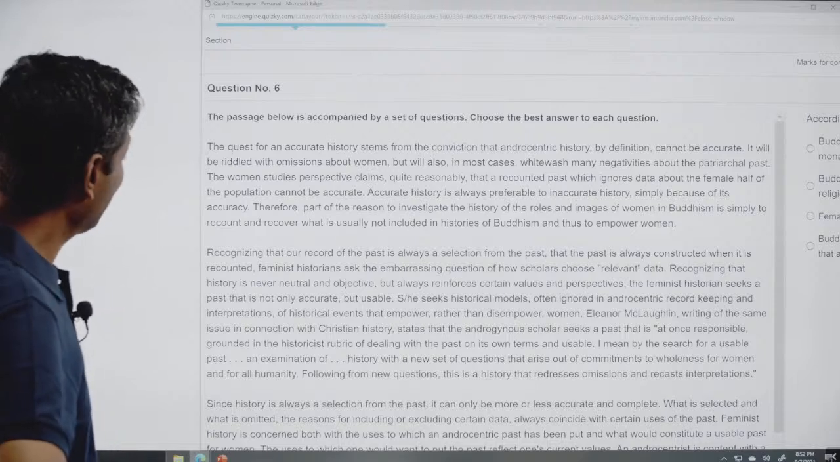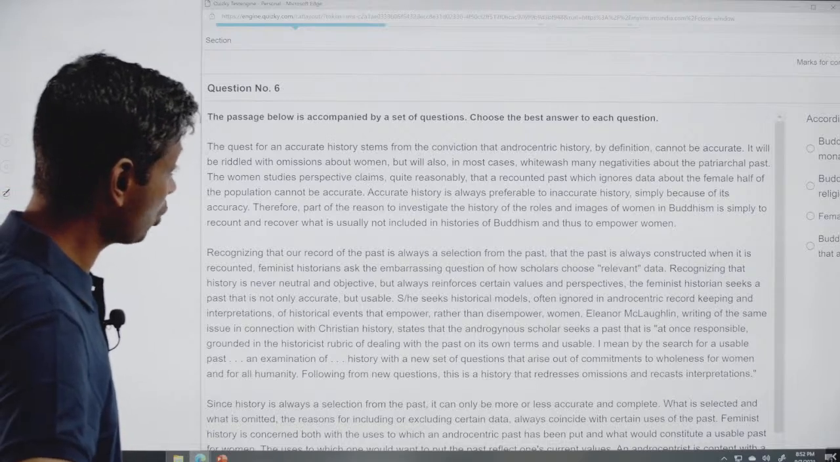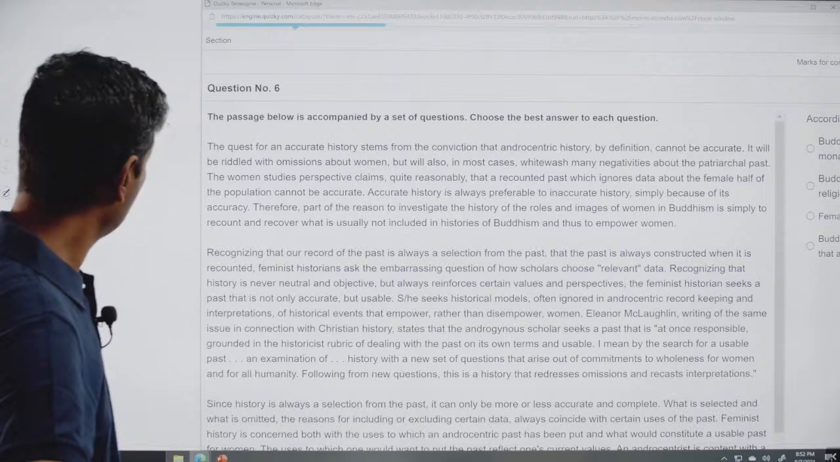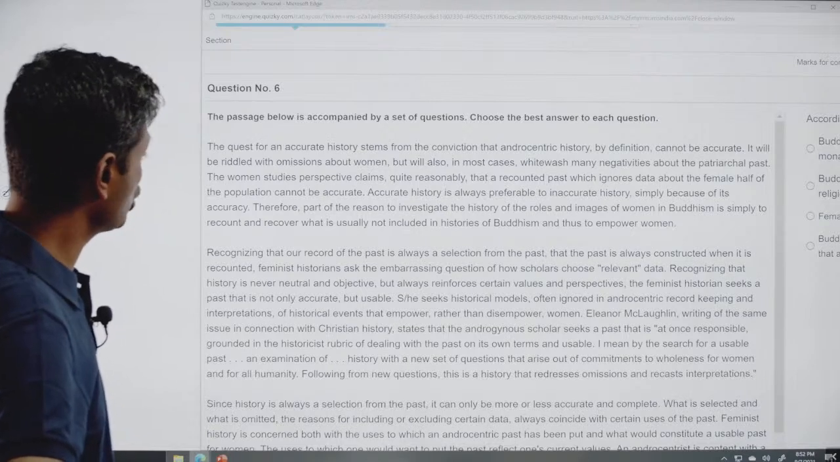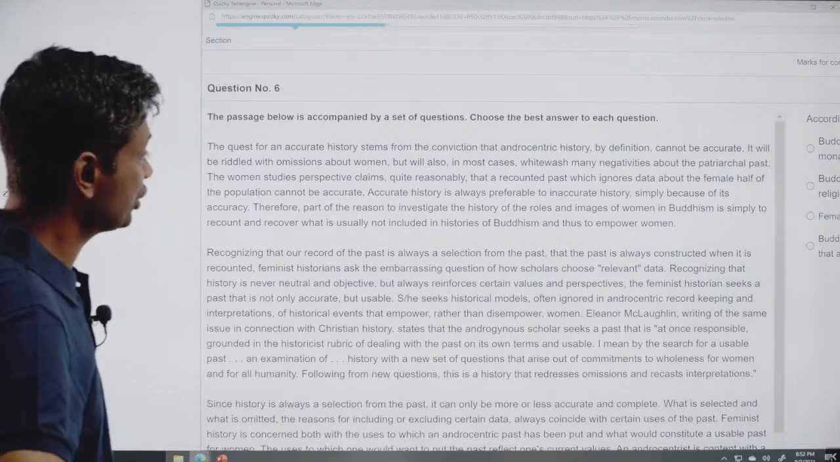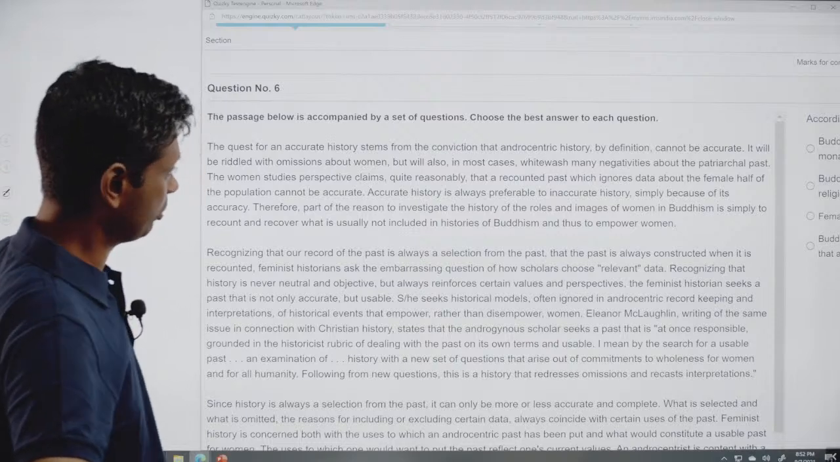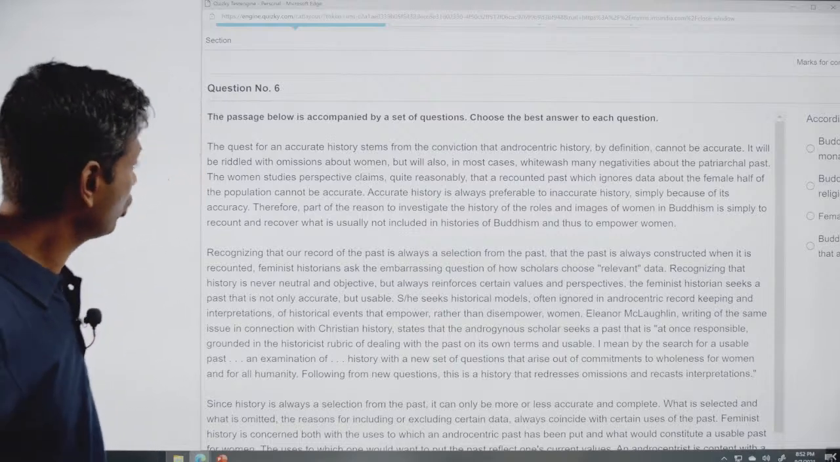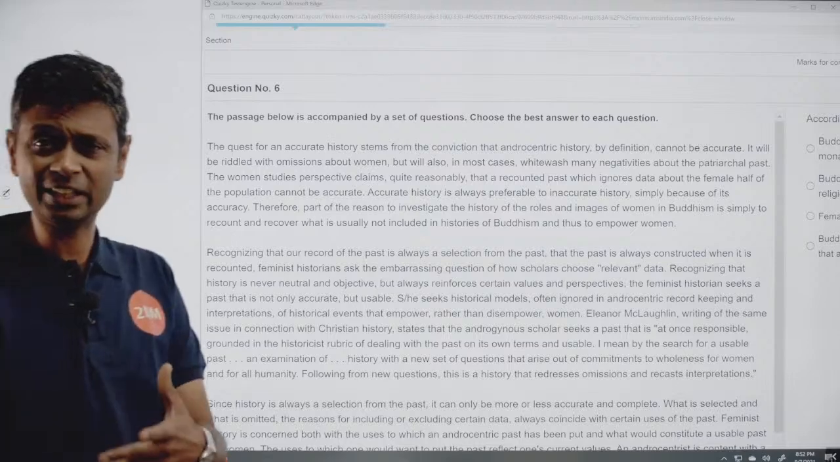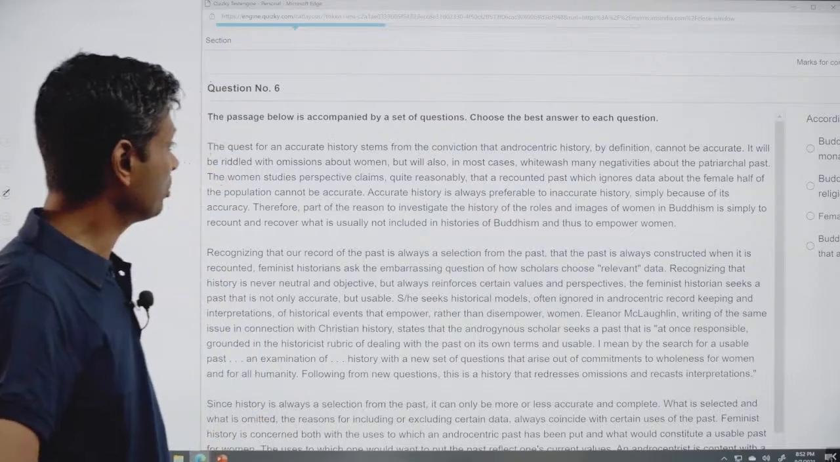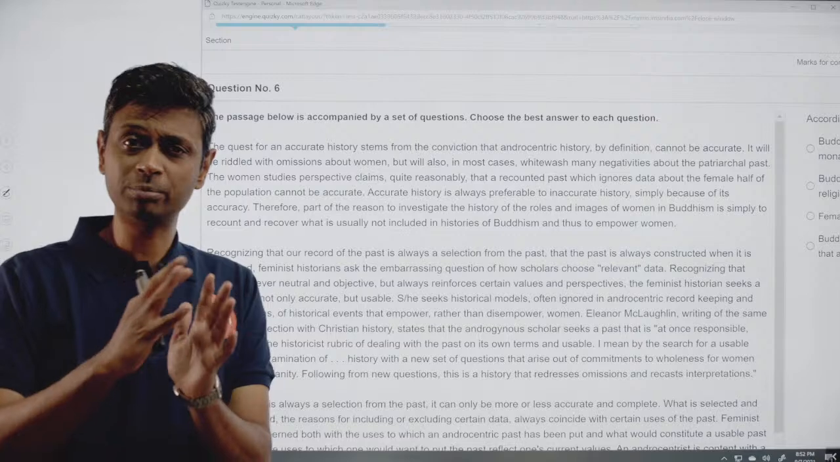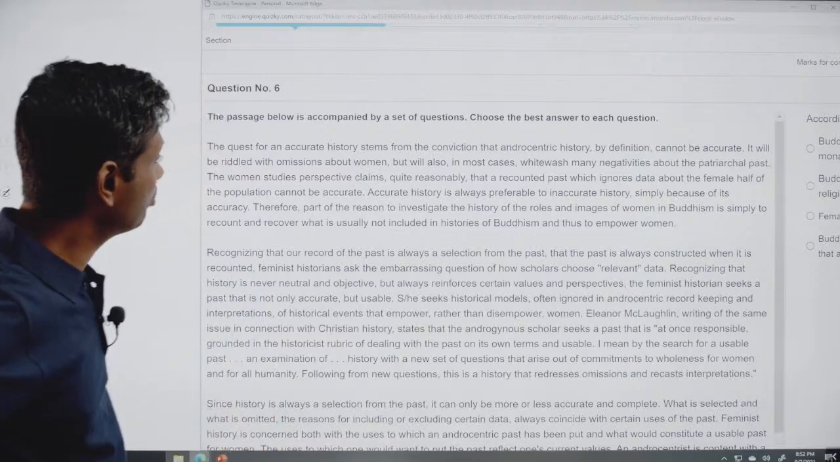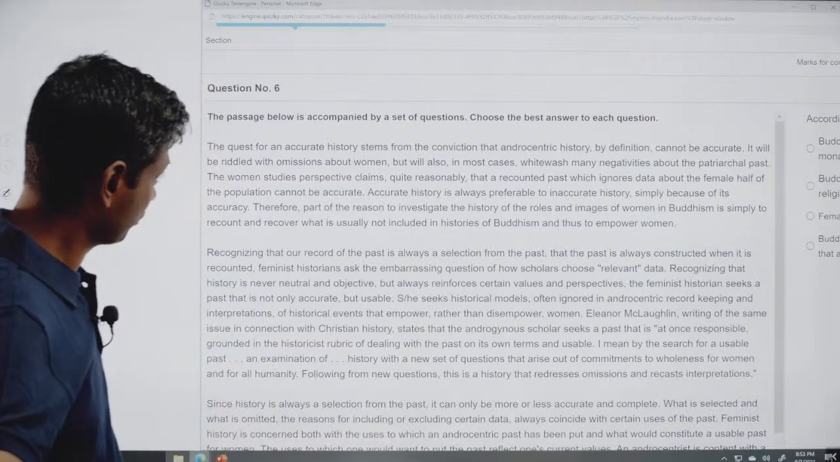Therefore, part of the reason to investigate the history of the roles and images of women in Buddhism is simply to recount and recover what is usually not included in histories of Buddhism, and thus to empower women. So, we're going to talk about Buddhist history, how it was patriarchy linked, men-centric, how the women's viewpoint has been whitewashed away, and how we can possibly redress this.